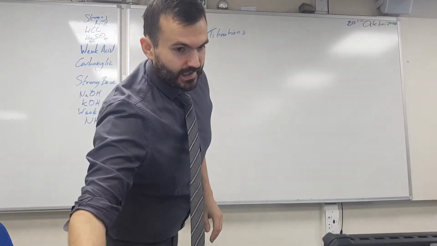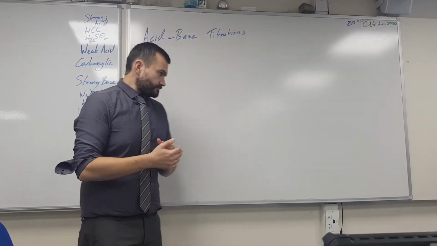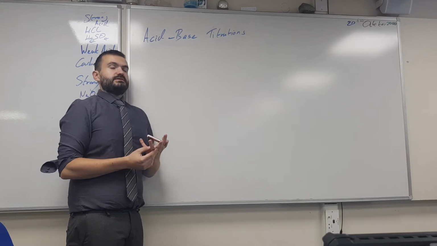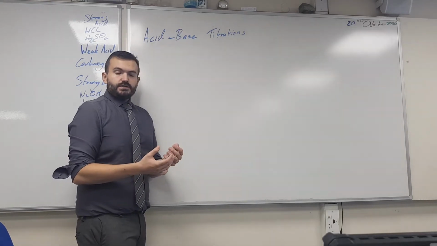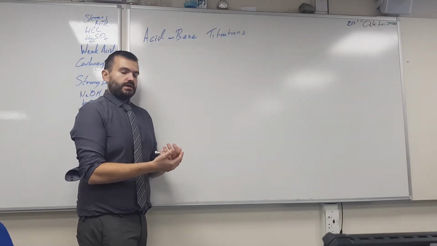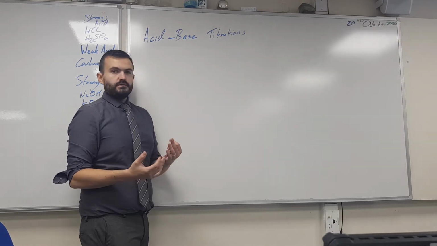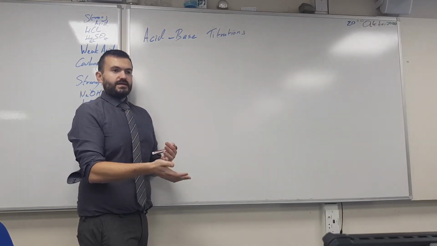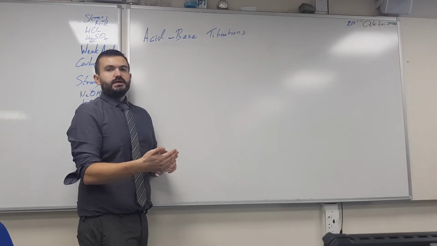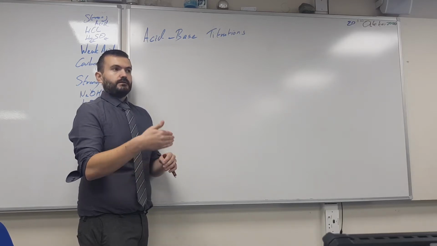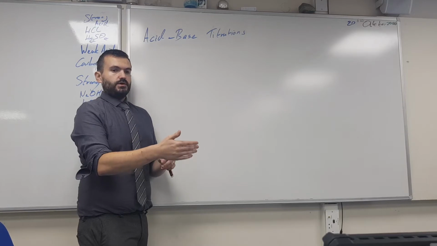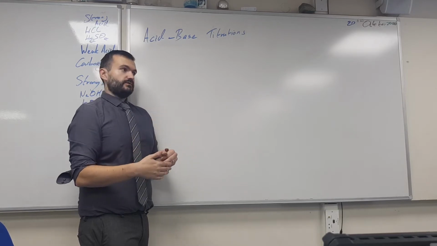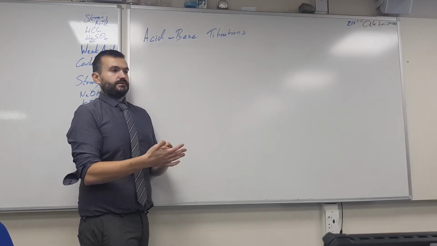We can talk about acid-base titrations. We've all done acid-base titrations before, and normally what we do is we have a suitable indicator, we add our base to our acid, and we wait for an end point. And the end point is when the colour changes. So today we're going to do something slightly different. It's very, very similar, but it is different.